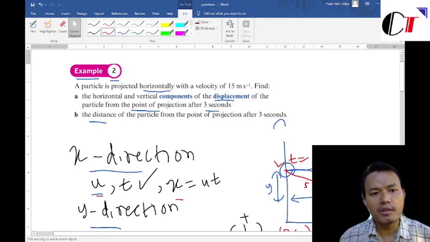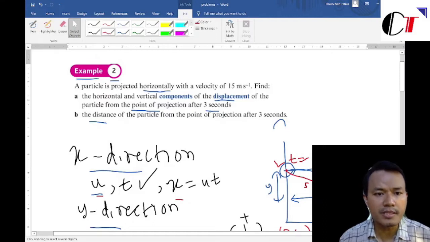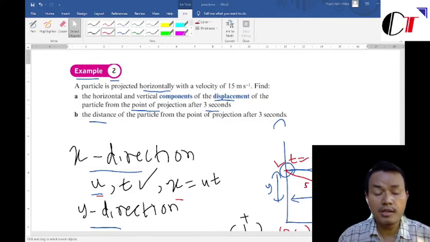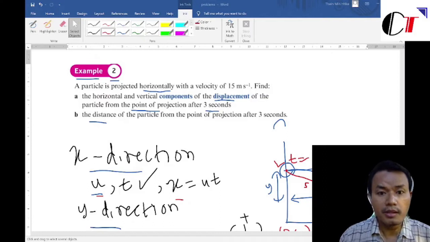And now you are asked to find the horizontal and vertical components of the displacement of the particle from the point of projection after 3 seconds. So after time t is equal to 3 seconds, you are asked to find the horizontal displacement and the vertical components of the displacement. And B, the distance of the particle from the point of projection after 3 seconds. So those are the basic quantities that have been asked in the problem.